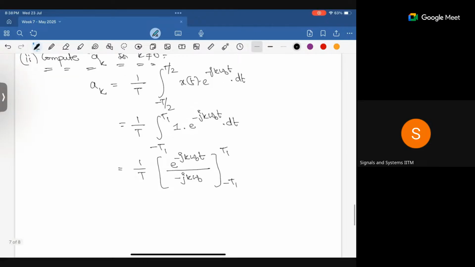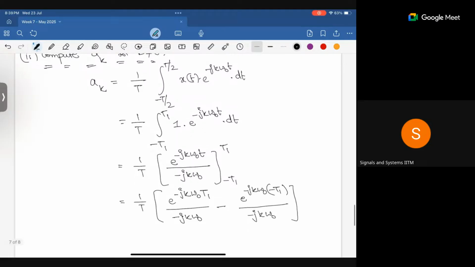So all I have to do is substitute capital T1 and minus capital T1 in place of small t. I will get 1 by T, e power minus j k omega naught T1 divided by minus j k omega naught, minus e power minus j k omega naught minus T1 divided by minus j k omega naught. So we'll substitute omega naught also. Just be patient.